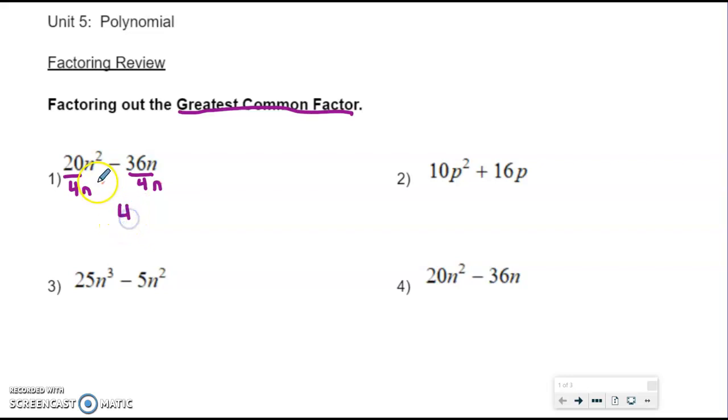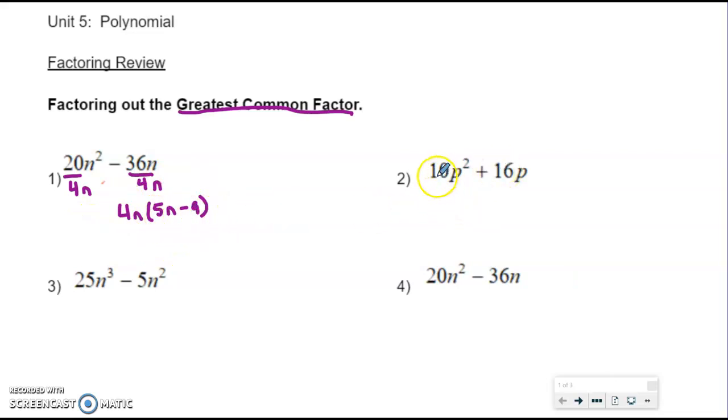So me rewriting 20n squared minus 36n is the same thing as me saying 4n. 20 divided by 4 is 5. N squared over n is n. And then 36 divided by 4 is minus 9. So 20n squared minus 36n is the same thing as 4n times 5n minus 9.